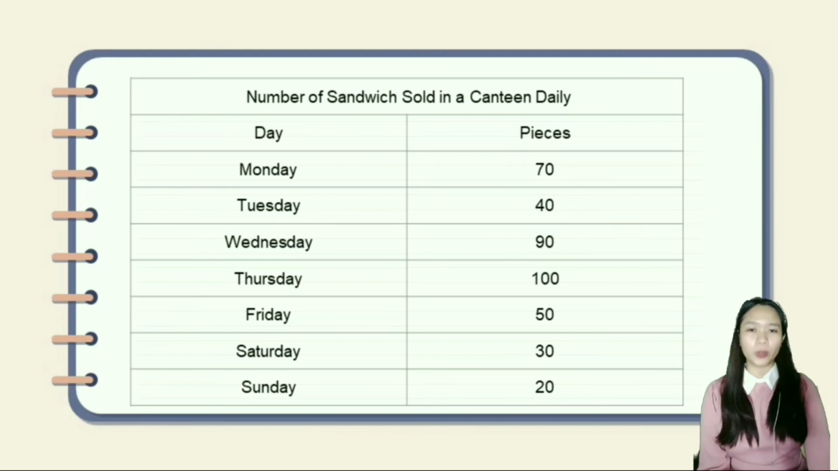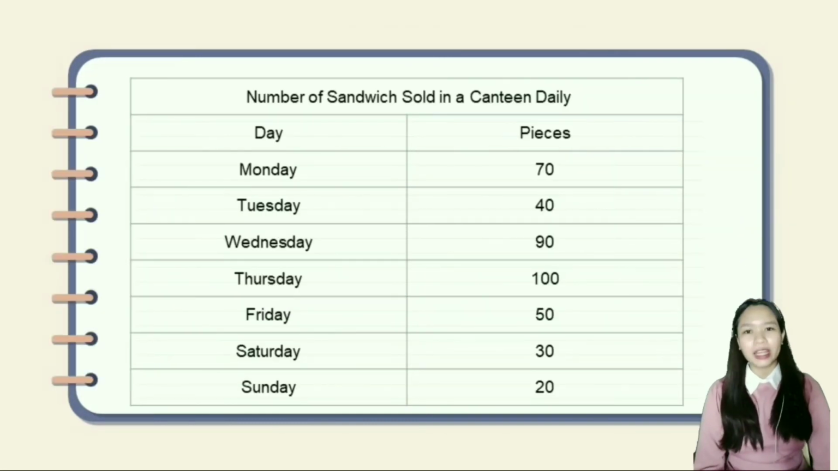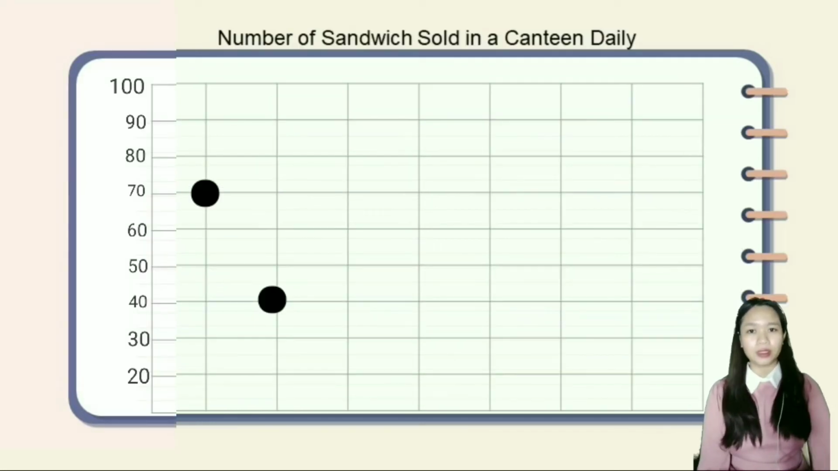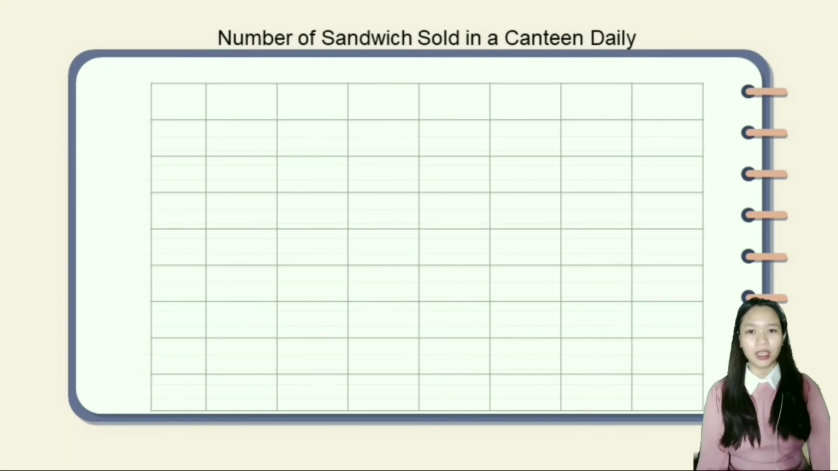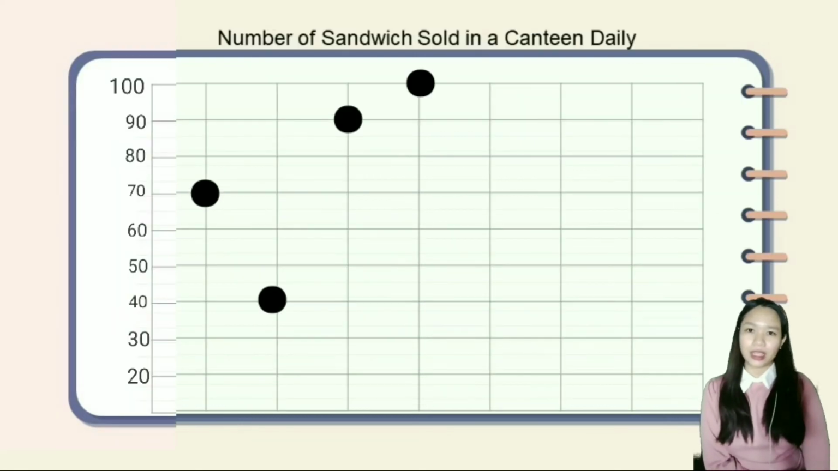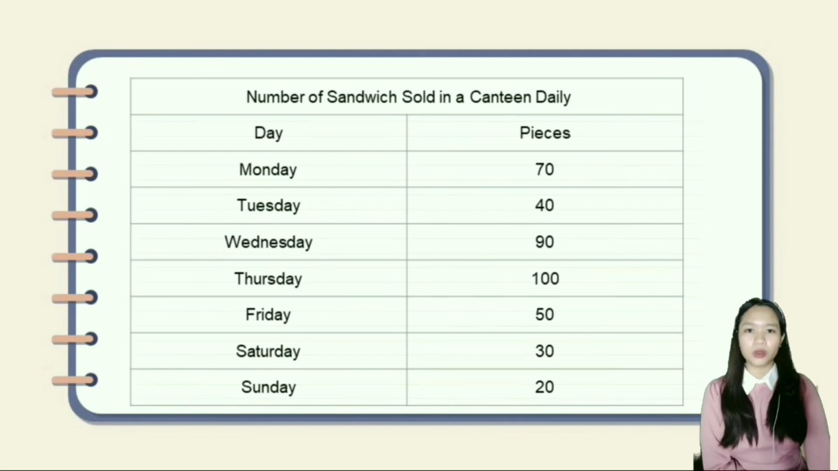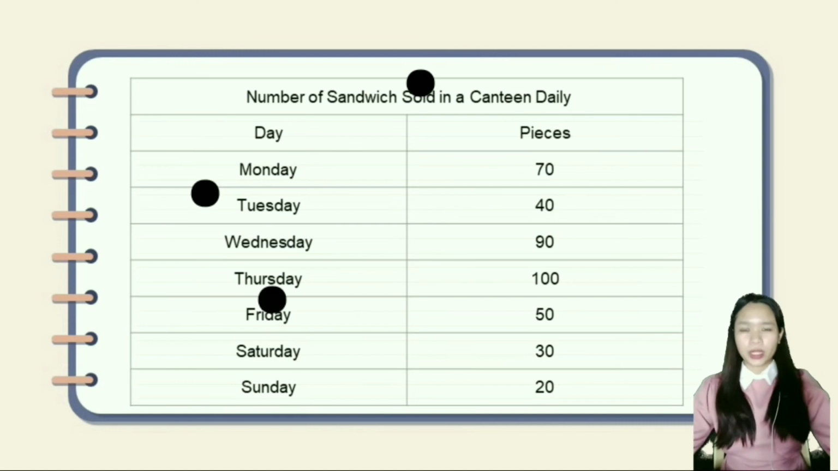For Tuesday, 40 sandwiches were sold. So where are we going to plot a point? Correct. Next to 40. For Wednesday, 90 sandwiches were sold. So where are we going to plot a point? Correct. Next to 90. On Thursday, 100 sandwiches were sold. So where are we going to plot a point? Correct. Next to 100. How about on Friday? How many sandwiches were sold? Correct. 50. So where are we going to plot a point?